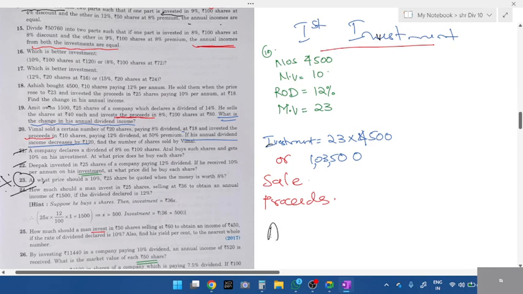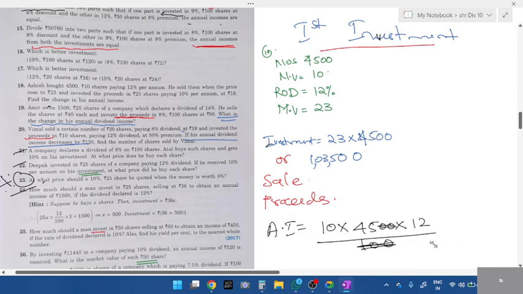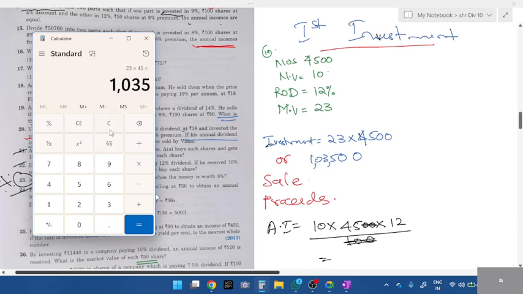What is annual income formula? Nominal value is 10 into number of shares into rate. Is this clear up to this point? Find the annual income for both. For this you'll find. Second investment will start now. 45 into 12 into 10, or let me calculate. 45 into 12 into 10. What's the answer, students? 5,400.